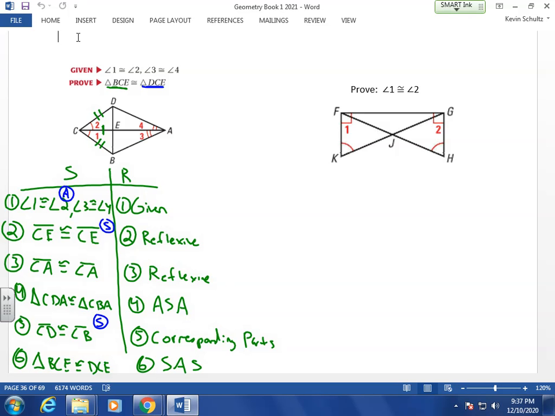Your homework is a Google quiz. You can go ahead and jump on over there for that. Make sure you do get 100%, and then practice these other proofs. Okay, practice, practice, practice. That's what it will take.